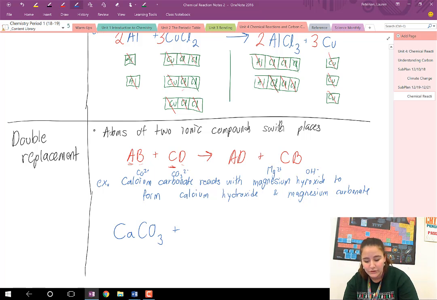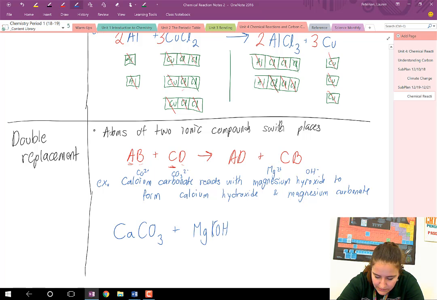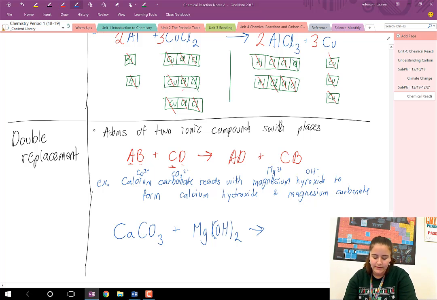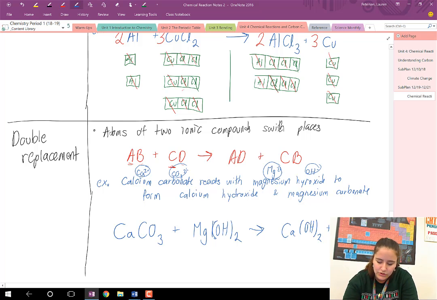Hydroxide is OH-, again, polyatomic, you just got to memorize it. So Mg(OH)2. Okay. So when they react, they form calcium hydroxide. So I'm going to have calcium, which is the 2+, with the hydroxide, which is 1-. So that is Ca(OH)2 and magnesium carbonate. That one's a 2+ and a 2-, so it'll just be a 1-to-1 ratio.